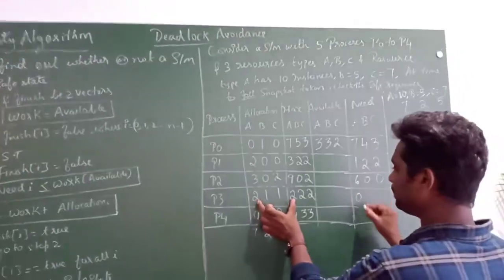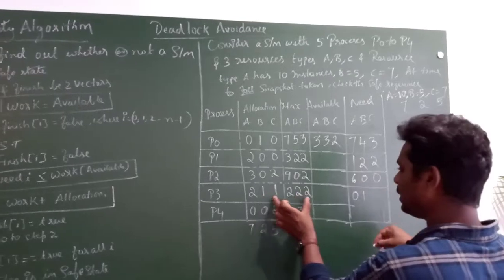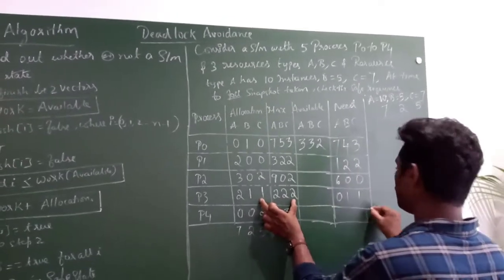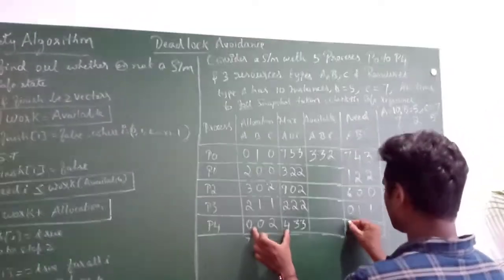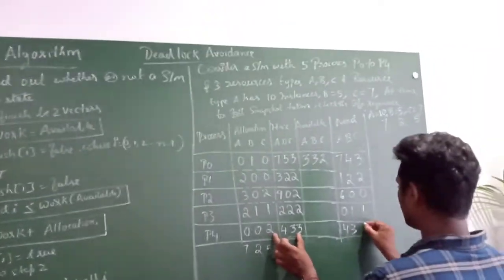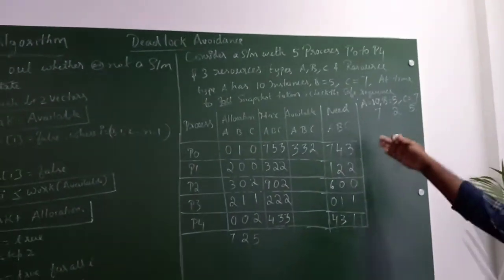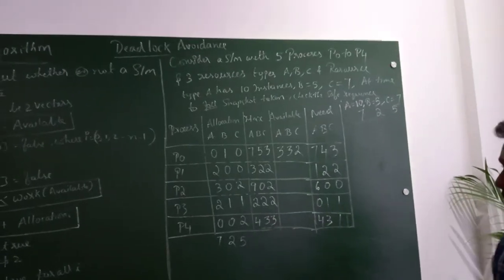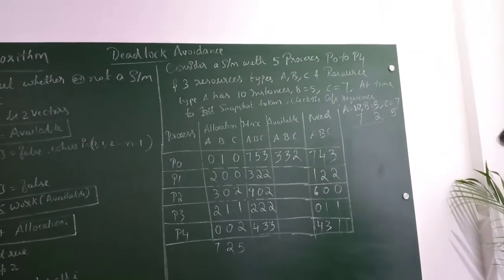2 minus 2 is 0, 2 minus 1 is 1, 2 minus 1 is 1. For your P4 process, 4 minus 0 is 4, 3 minus 0 is 3, 3 minus 2 is what? 1. So this is what I get based on your Banker's algorithm. Hope you are clear with this.